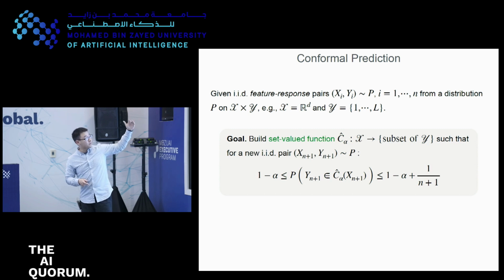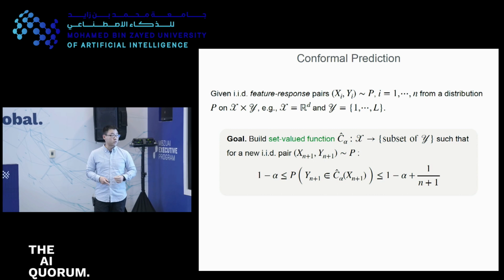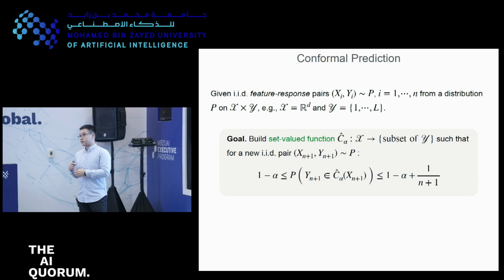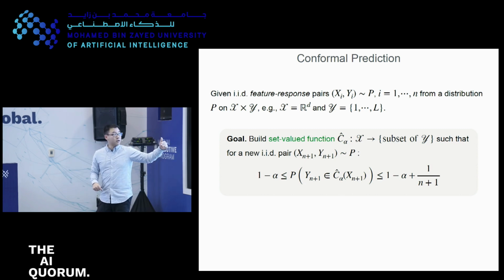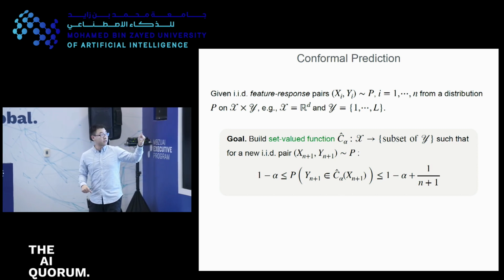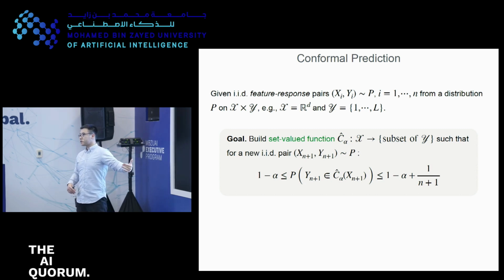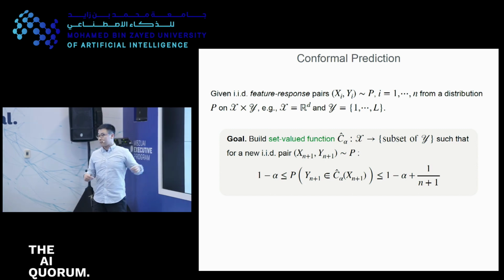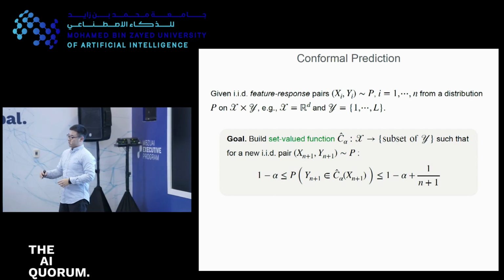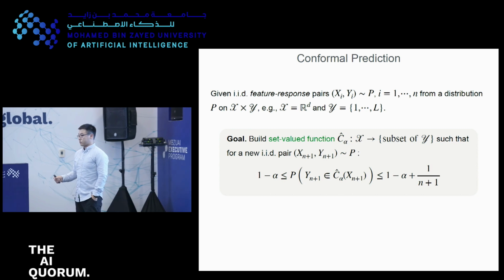Suppose we have an IID pair in the future, xn plus 1 and yn plus 1. Suppose that's a test data point sampled. And then what C hat alpha has as a guarantee is, given this xn plus 1, it will provide a set. And the actual label will belong to this set with high probability. So basically, this alpha is some parameter you can set. For example, you can put alpha as 0.01.